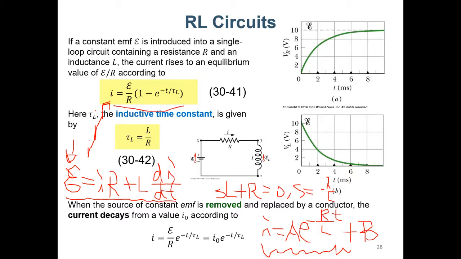For this case, it tells you that when the current of the inductor climbs to E over R, and then you remove the E, the current will exponentially decay with the same time constant, something like this. So this is very easy. Any questions?